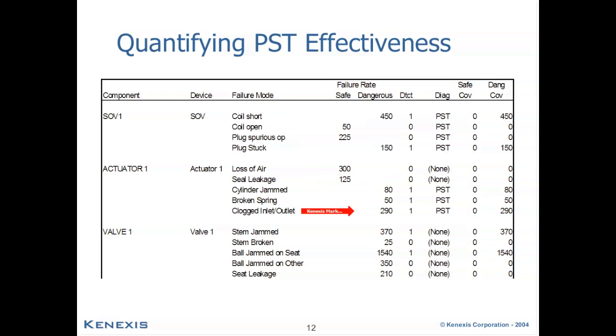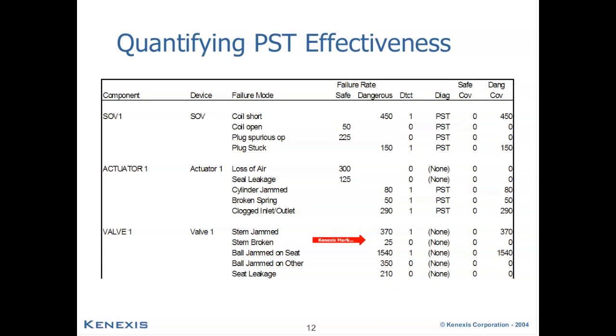Now, what is not detectable all happens at the valve itself. If the stem is jammed, your partial stroke test is not going to result in movement, so that is going to be detectable. But if the stem is broken, that is not going to be detectable.